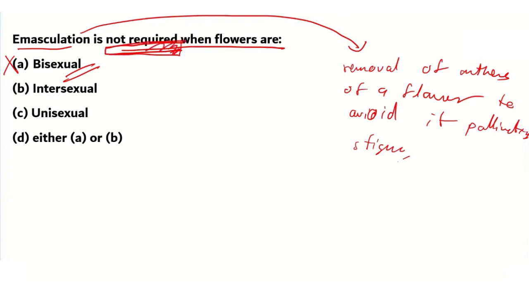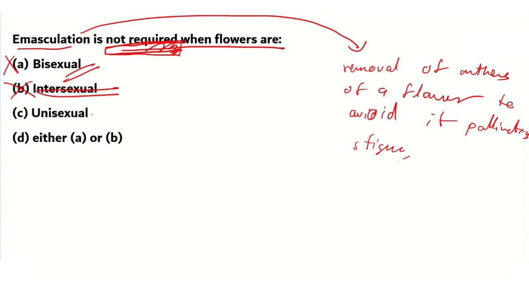Next, option B says intersexual. So that means if it's neither male nor female. This kind of condition does not occur in a flower. It's either male or female or has both. So intersexual does not refer to bisexual. So this is a completely different term. And that's why option B is incorrect.